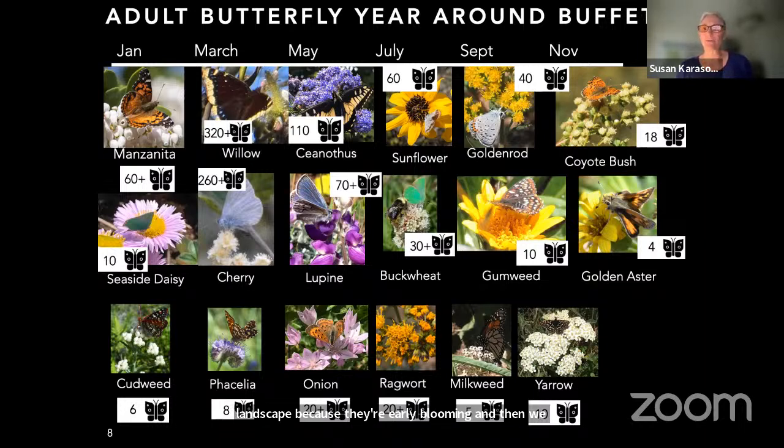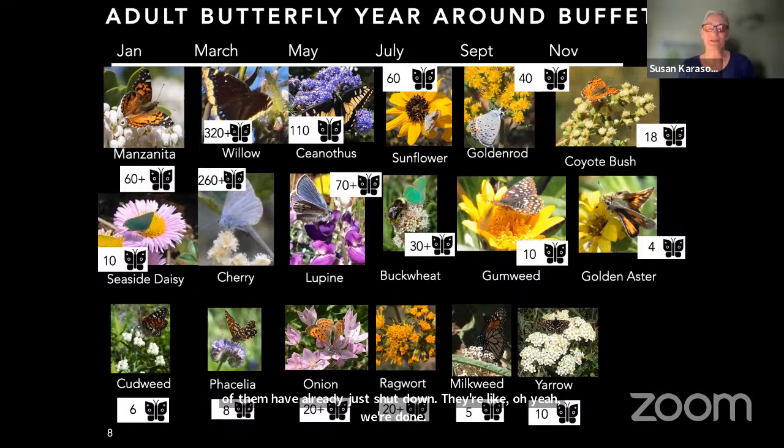The sunflowers, the buckwheats, the gumweed, the grindelia, the goldenrod, the coyote bush, the golden asters, and the milkweed, and the yarrow, so that we can have something blooming right now in August and September and October as it gets drier and drier and drier. And most of the plants bloom between March and June. All of them have already just shut down. They're like, oh yeah, we're done. We're waiting for the rain.